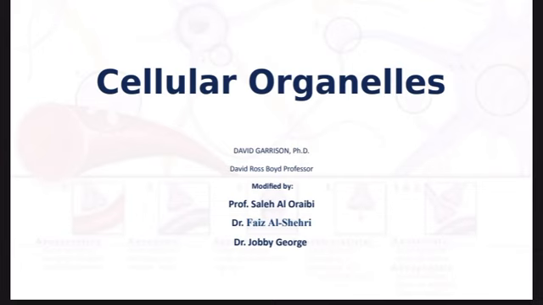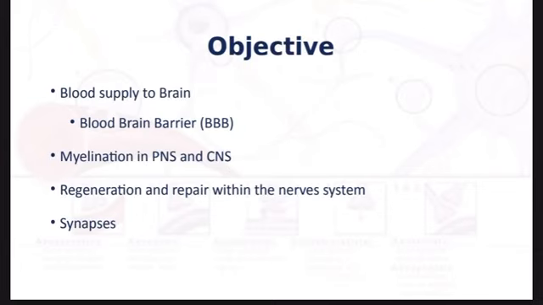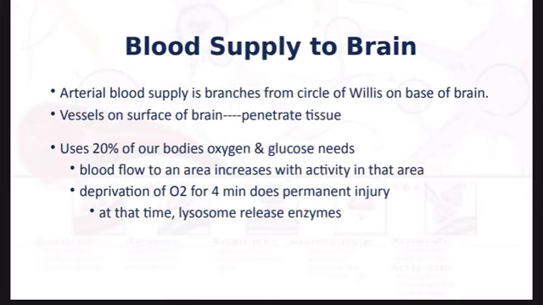So again, this is part two of the same information. Now, however, we're going to talk about the blood supply usually to the brain and what we call the BBB, which is the blood-brain barrier. We will mention myelination in both the CNS and PNS. We will talk about regeneration and repair within the nervous system, and we're going to touch on the synapse very briefly.